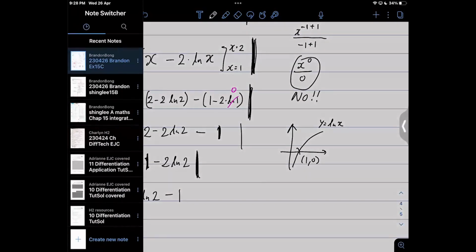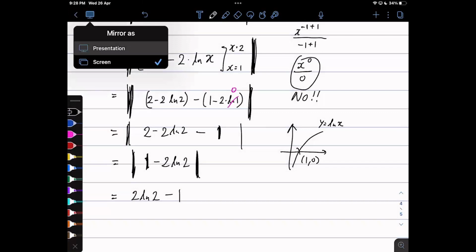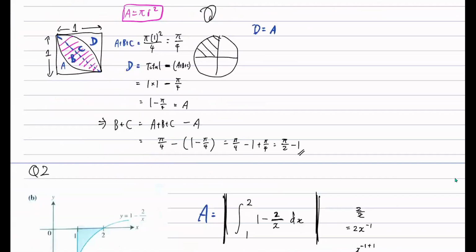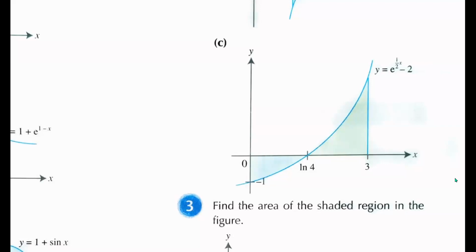Okay, let's go back to presentation mode. 2 ln 2 minus 1. Answer. Very good. Moving on. Let's try more complicated examples. Let's see, what's a good example? Wow, this one, very nice. Got both under the x-axis and above the x-axis. A mixture of both. My iPad just hanged on me. Give me a second.